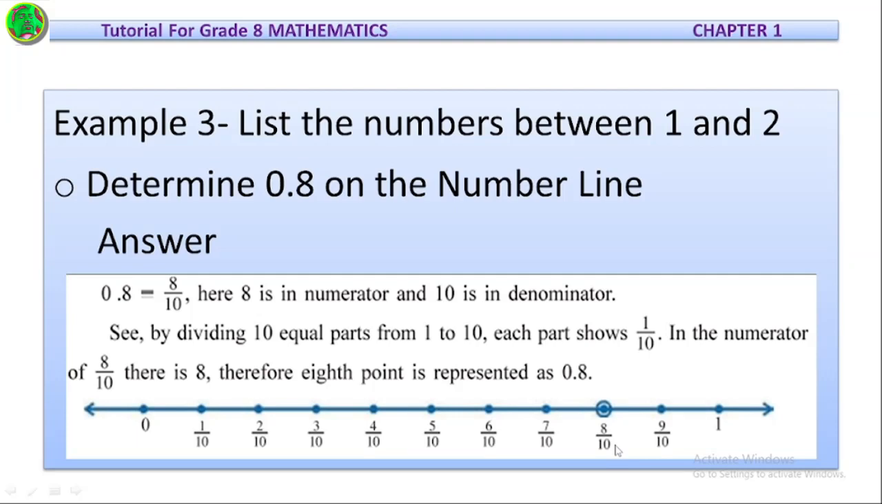The question, "List the number between 1 and 2," is wrong. So let's correct it. Between 0 and 1 we can represent 0.8.